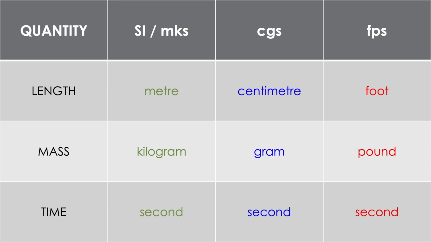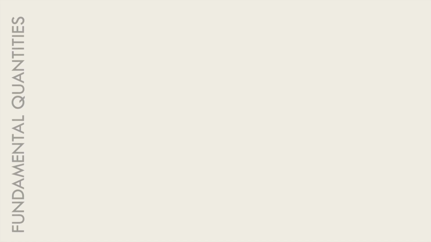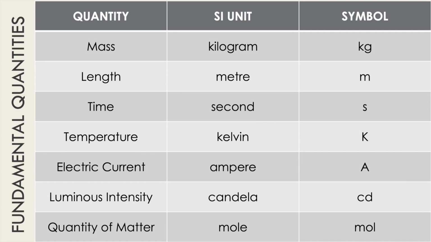Now there are certain quantities which we can measure directly. These quantities are called fundamental quantities. In physics, there are 7 fundamental physical quantities, and they are mass, length, time, temperature, electric current, luminous intensity, and quantity of matter. And this table consists of the SI units as well.